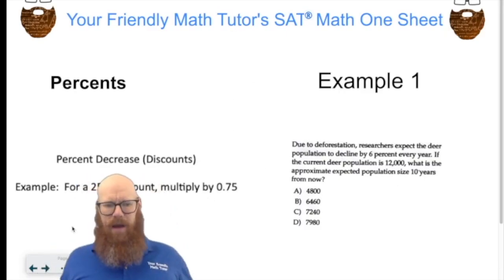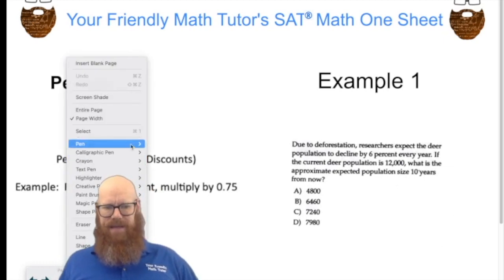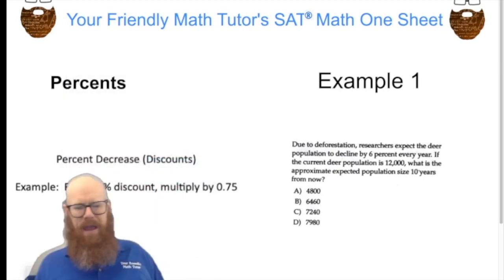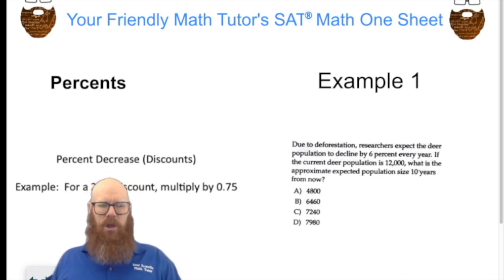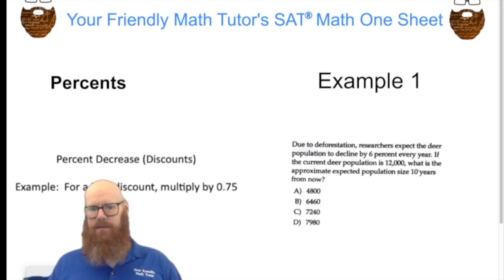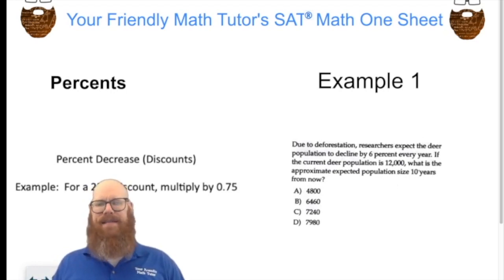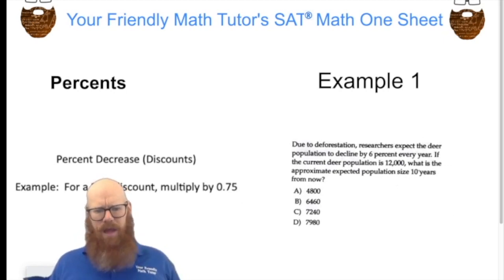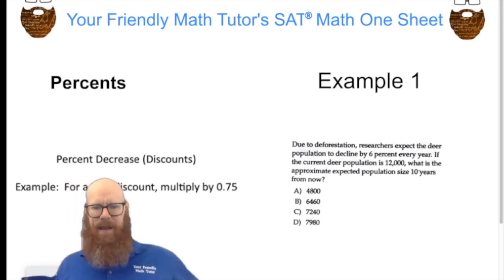The key to a lot of percentage problems on the SAT comes down to this concept: if you have a 25% discount, we know 25% is 0.25 as a decimal. We don't really want to think about doing that because then that's finding the discount, and we typically want to know what the final price is. So we're going to think of a 25% discount as paying 75% of the price. Therefore, we're going to multiply by 0.75 for a 25% discount. Let's take a look at how we can use that in example 1.